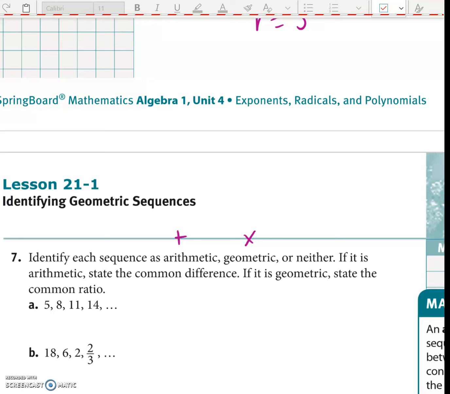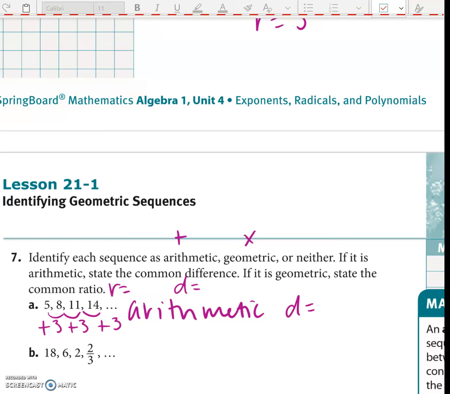And it says if it's arithmetic, state that common difference. So we're going to say that's D equals. If it's geometric, the common ratio, that's R equals. So looking at A, to get from 5 to 8, that means I add 3. Well, 8 to 11 is still adding 3. 11 to 14 is still adding 3. So because I'm adding, that is an arithmetic sequence, and our common difference is D equals 3.